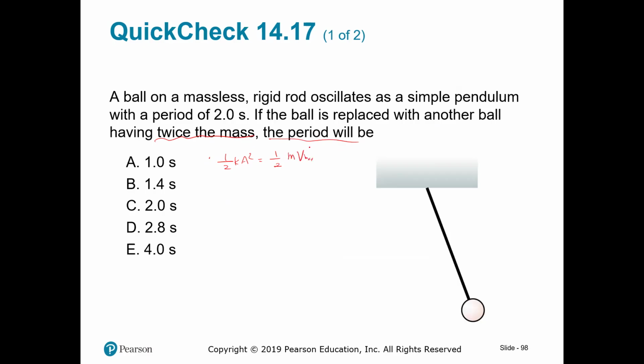It equals one half m v max squared, right? So cancel, the left side is k A squared, and v max is A omega. So you cancel, and omega is root k over m, right?